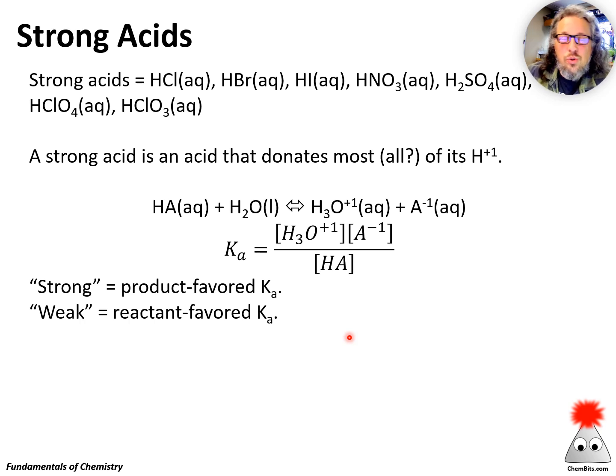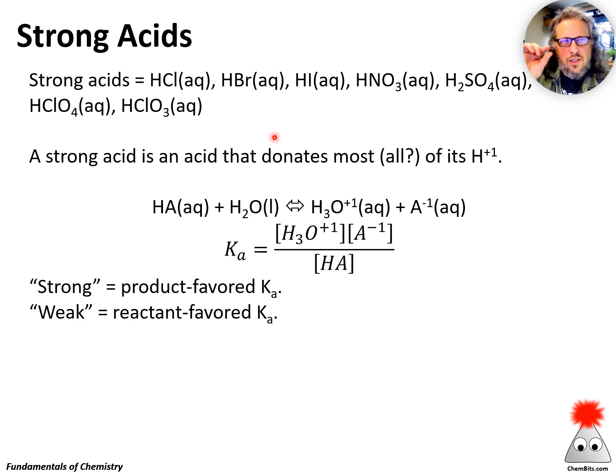Strong acids, you can usually find a list of strong acids. There's one in your textbook. And the list of strong acids is typically HCl, HBr, HI, nitric, sulfuric, the first proton of sulfuric, perchloric, and chloric in many cases. So these are acids that we call strong, but what do we mean when we say strong acid? We mean that the acid completely donates all of its H+, right? That's what acids do. So a strong acid donates most of its H+, or all of its H+, or dissociates, breaks apart into H+ and the counterion.